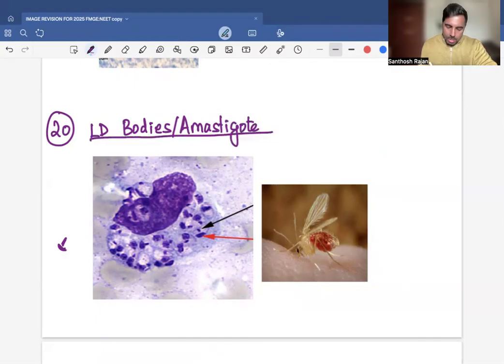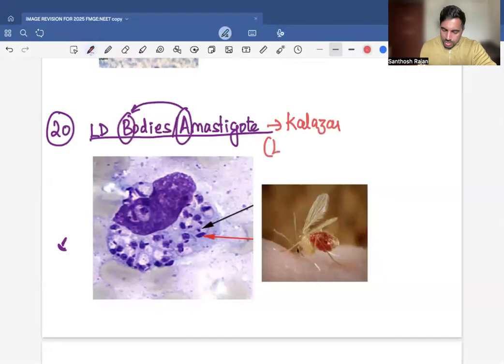So A, B. If you forget, after A comes B. A and B, so it's easy. Don't mistake it with the promastigote. This is the diagnostic part. And do you know which disease we're talking about here? We're talking about Kala Azar. Kala Azar is basically Leishmania donovani.